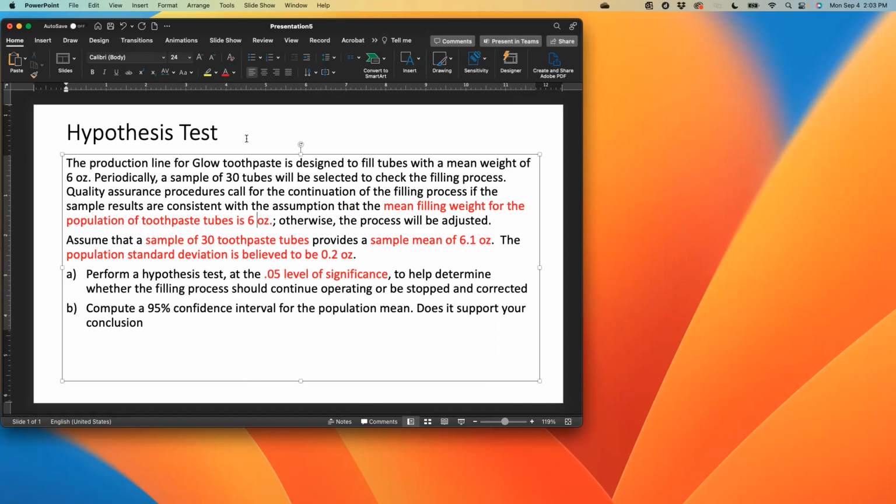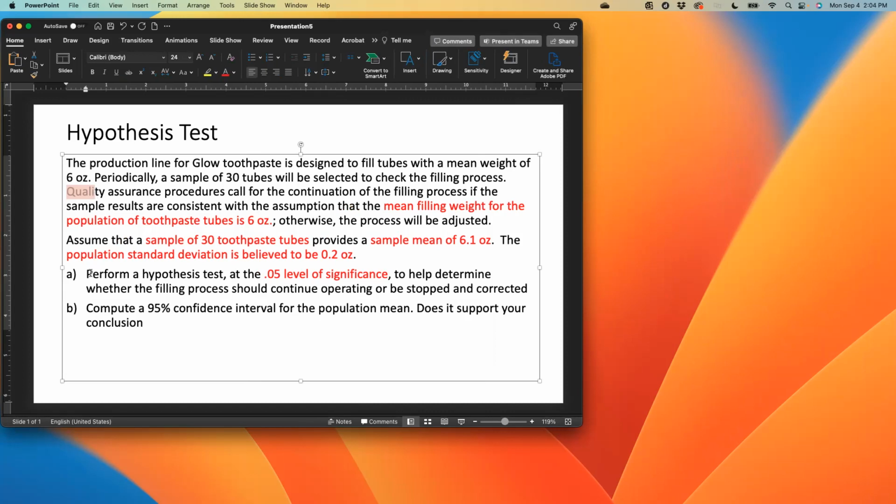It says quality assurance procedures call for the continuation of the filling process if the sample results are consistent with the assumption that the mean filling weight for the population of toothpaste tubes is 6 ounces. Otherwise, the process will be adjusted, right? Now, keep that statement in your thought.